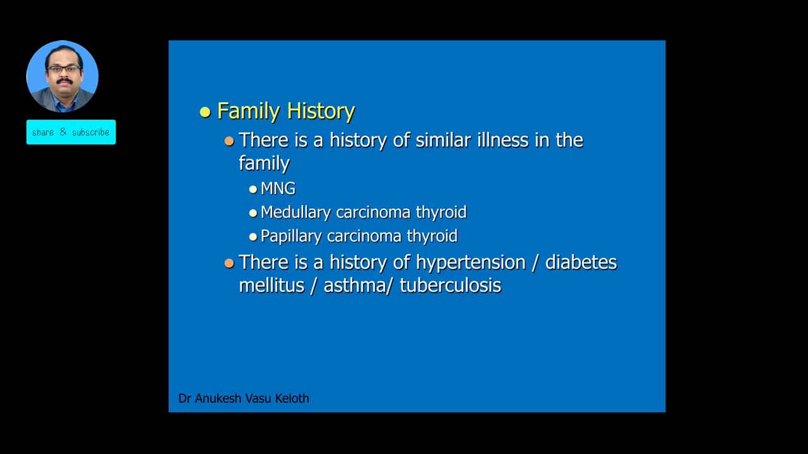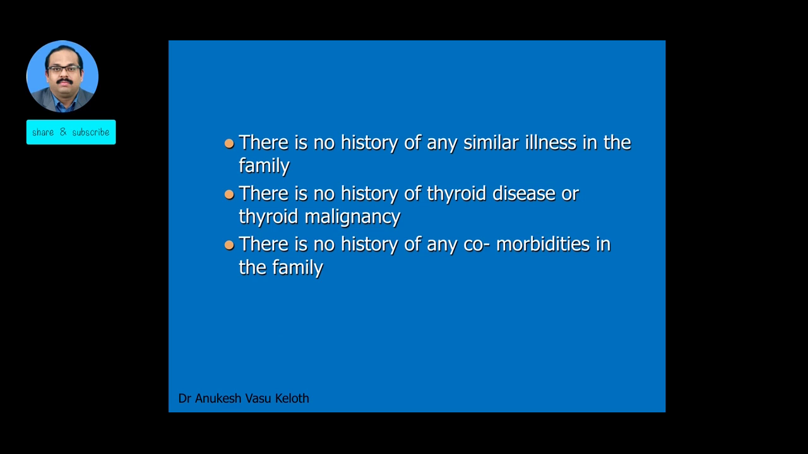Now there's a history of hypertension, diabetes mellitus, asthma, tuberculosis. This is general history taken to know whether we should assess for such systemic diseases in the patient, even though the patient does not have any of them. So if you have a negative family history, you can say there's no history of any similar illness in the family, there's no history of thyroid disease or thyroid malignancy, there's no history of any comorbidities in the family, or you can mention there's no history of any hypertension, diabetes, asthma, ischemic heart disease in the family. So it's your way of saying it.